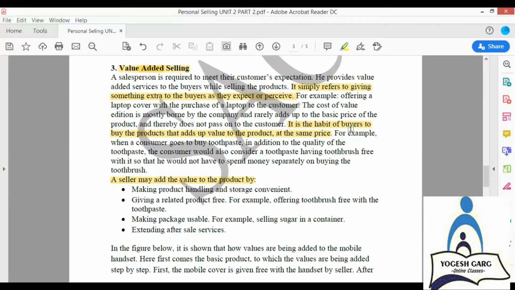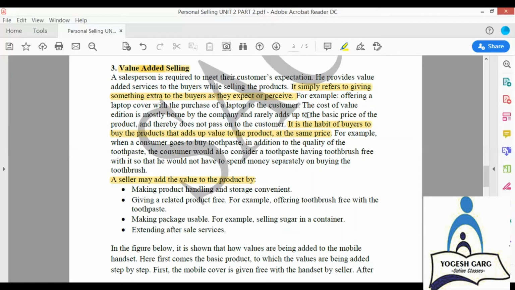So the customer always looks out for what extra benefit is given without incurring any additional cost. The price of the product will remain the same. If you're giving something extra, that would add to its utility. So this is value added selling. It is a simple approach because a salesperson is required to meet the customer's expectation, and the customer always expects to receive something extra. For example, if you are going to buy a laptop, the laptop cover is free.